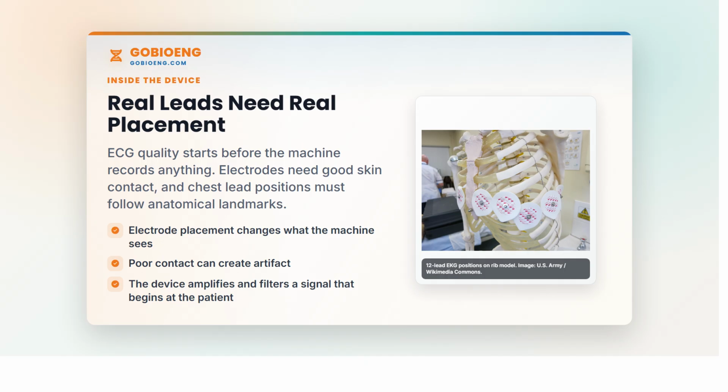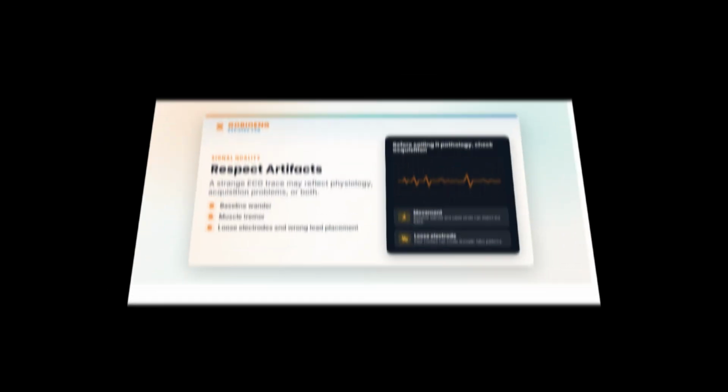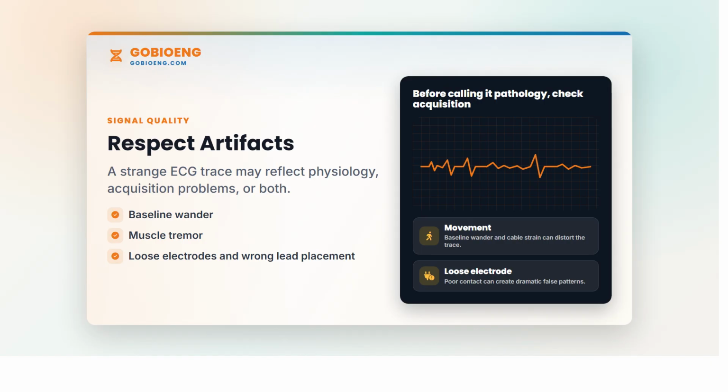From an engineering point of view, ambulatory ECG adds new constraints: battery life, memory, electrode comfort, motion artifacts, cable straying, waterproofing, event marking, and later data review. The device has to work outside the controlled environment of the clinic.